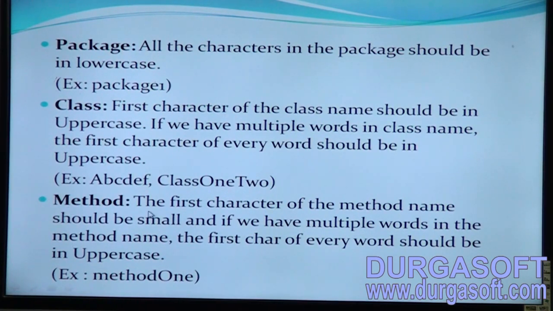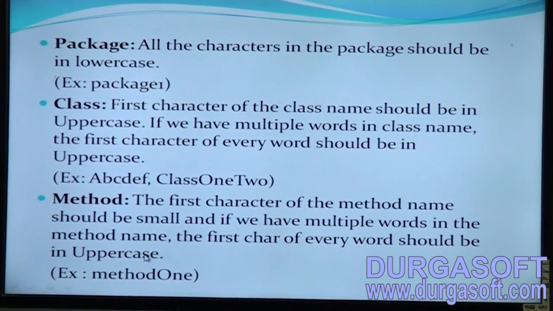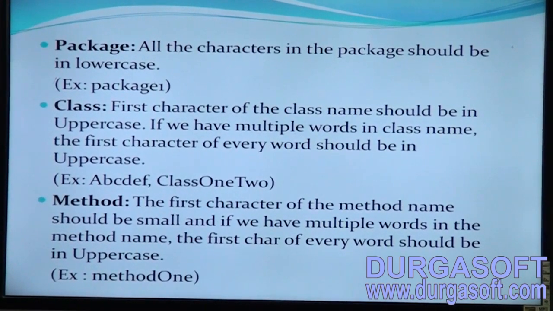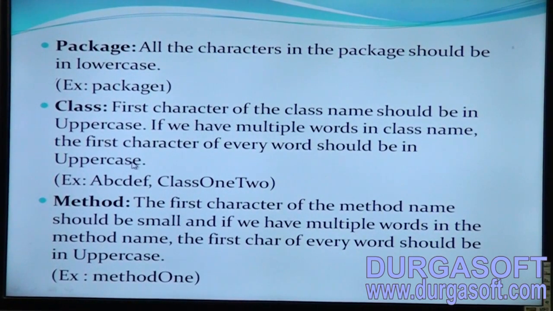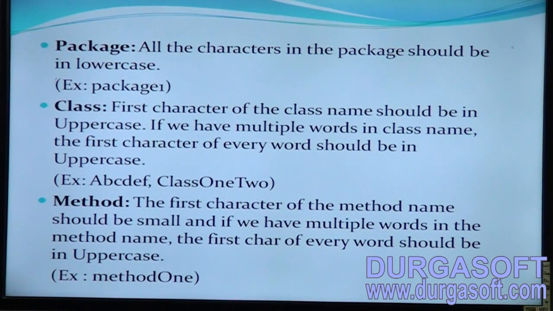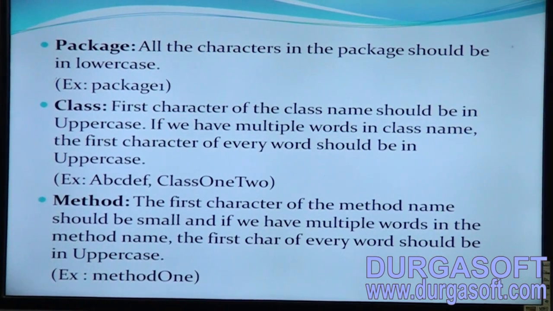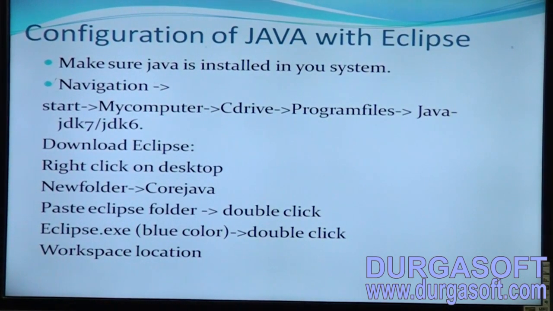Coming to the method, the first character of the method name should be small, and if you have multiple words in the method name, the first character of every word should be in uppercase. That is, the first word should be in lowercase, followed by the second word's first character in uppercase. Now, what is a method, team? A method is nothing but a function wherein we put some set of logic. And what is a class, team? A class is one wherein we have a group of variables and also a group of methods. Okay, team? Fine, let us see how to configure Java with Eclipse.